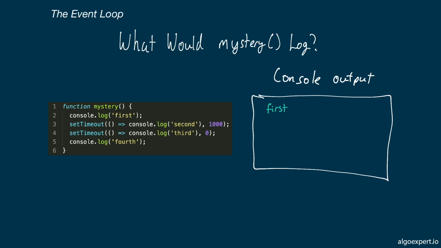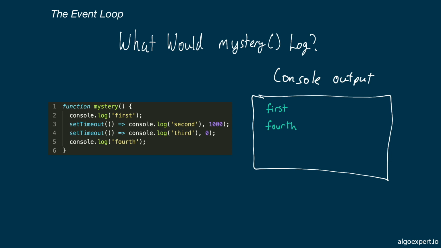Then we have two setTimeout calls, and we know that these will call the web API with their 1 second and 0 second delays respectively. The third one would immediately move into the task queue, but we can't call it yet since the call stack still contains mystery. Okay, so next we log out fourth, and again this one is simply a call to console log, so it logs straight out, no need to use any web APIs. And with that, the mystery function would be complete and the call stack would be empty.